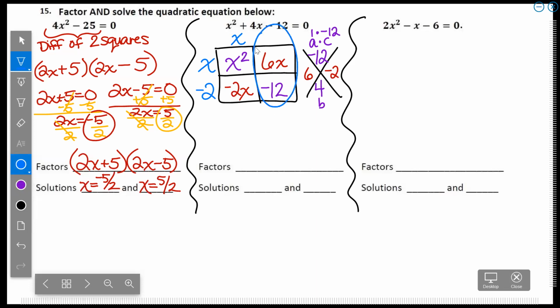And then right here, 6x and -12. What can go into both of those? 6 can go into both of those. Positive or -6? +6. So x minus 2, x plus 6.